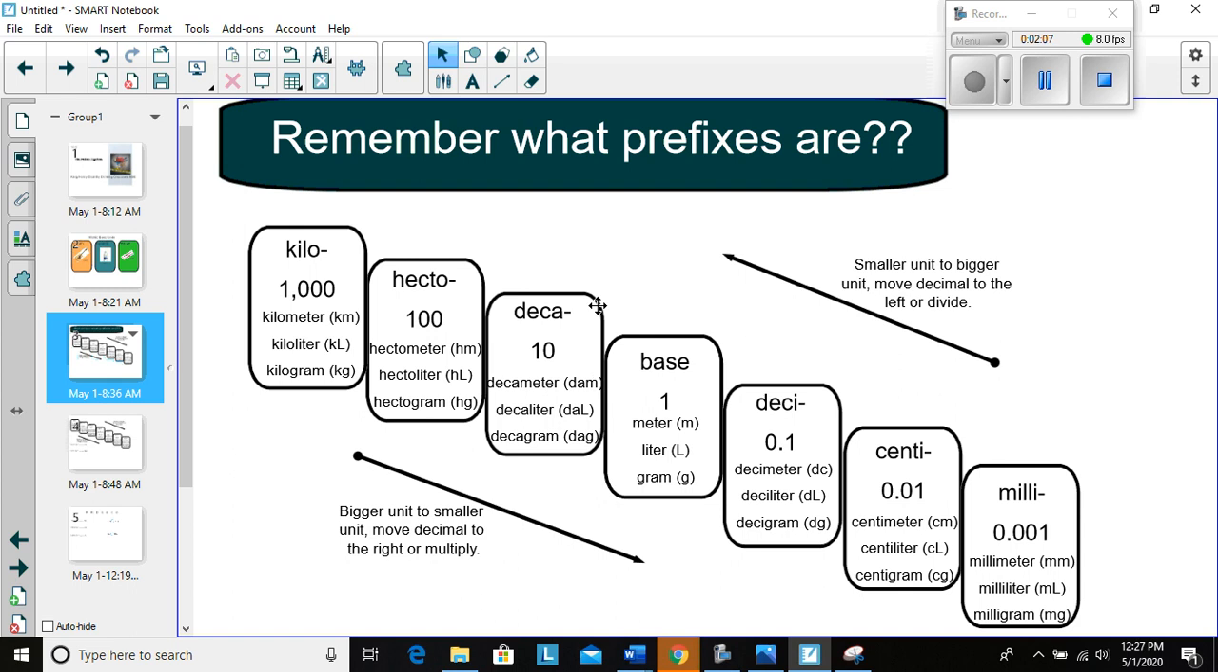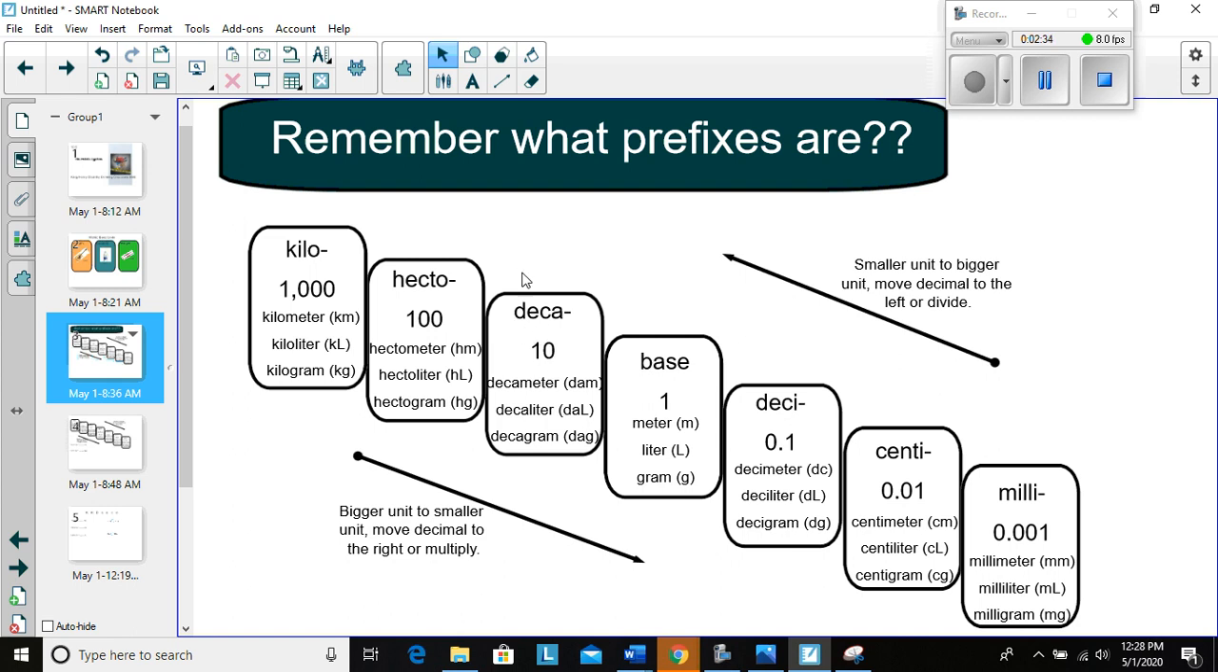So the one step up from base is the deca. Deca means 10. This is one of the ones we didn't learn last time, so this is new. Deca means 10, and so it takes 10 meters to make 1 decameter, and it takes 10 liters to make 1 decaliter, and so on. Okay, so if we go up 1 step, we're going up 10 units. It's a base 10 system, you'll find out, or you'll see.